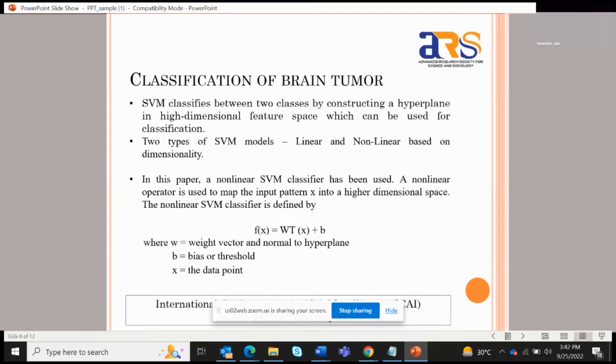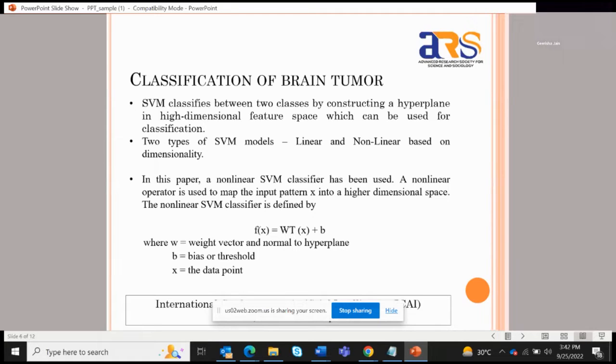Moving on to the next step for the classification of brain tumor, which is SVM. SVM is support vector machine, and we use it for the classification of the brain tumor as benign or malignant. SVM is basically a binary classifier based on supervised learning. It classifies between two classes by constructing a hyperplane in high dimensional feature space, which can be used for classification. Whatever lies beyond or beneath the line can be considered as two different classes.